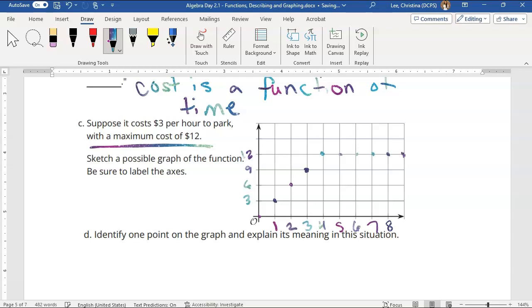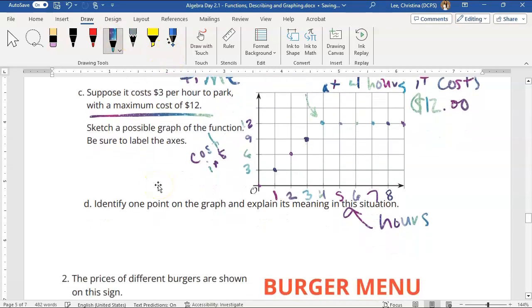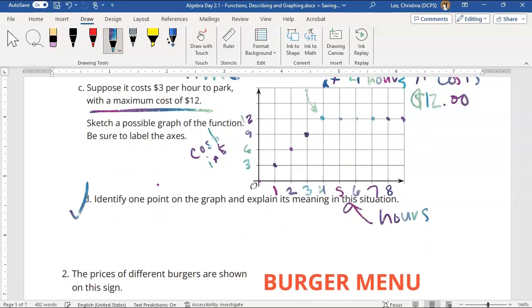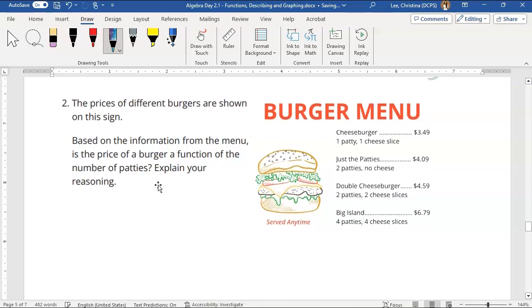All right, let's make sure to label this: this is cost in dollars, and this down here is hours. It says identify one point on the graph and explain its meaning in the situation. So let's, for example, say this one, at 4 hours, it costs $12. I'll just draw a little arrow up there. That's what that is.